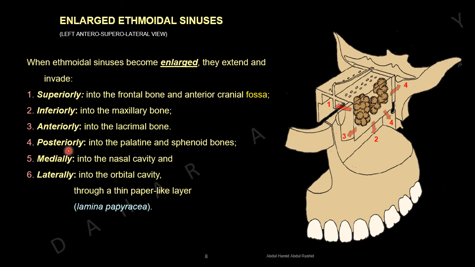Fourth, posteriorly into the palatine and sphenoidal bones. Fifth, medially into the nasal cavity. Sixth, laterally into the orbital cavity through a thin paper-like layer called lamina papyracea.